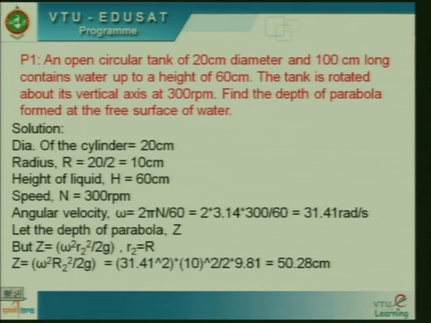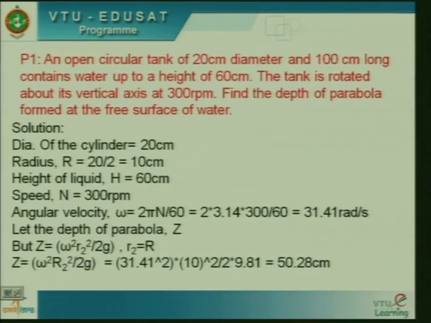With that, let us solve one or two problems on this vortex flow. Let us start with the first problem. An open circular tank of 20 centimeter diameter and 100 centimeter long contains water up to a height of 60 centimeter. The tank is rotated about its vertical axis at 300 rpm. Find the depth of the parabola formed at the free surface of water.